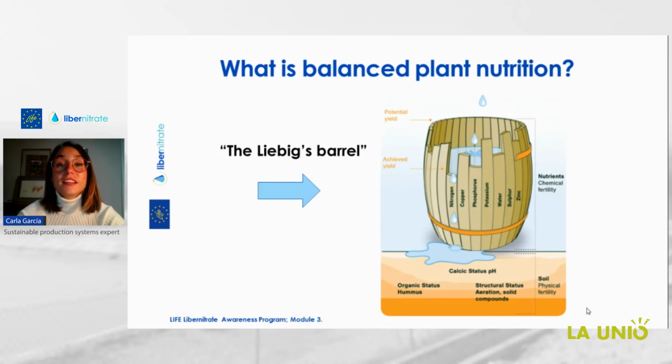Plant growth is dictated by the limiting factor and not by total resource available. One nutrient alone cannot ensure the yield. The balance between the nutrients is essential to ensure yields according to the potential of the crops. Attached is the material where you can find more about Liebig's barrel.